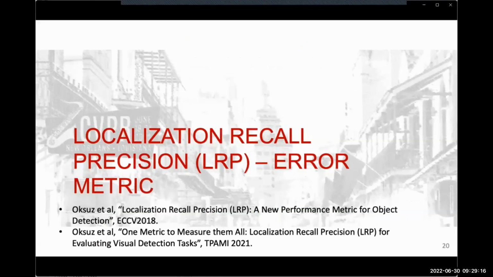Now let's move on to our next performance measure, which is the Localization Recall Precision error metric, or LRP for short. LRP was proposed in ECCV 2018, and it was extended with more analysis, applications, and extensions in the Pattern Analysis and Machine Intelligence Journal in 2021.